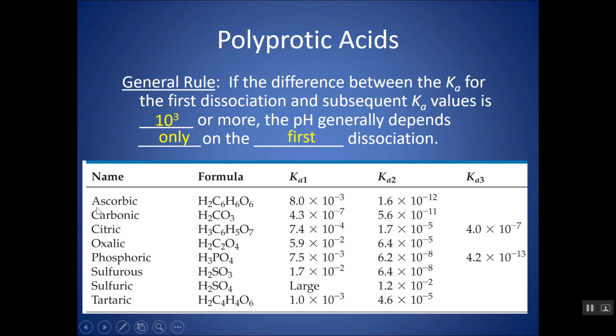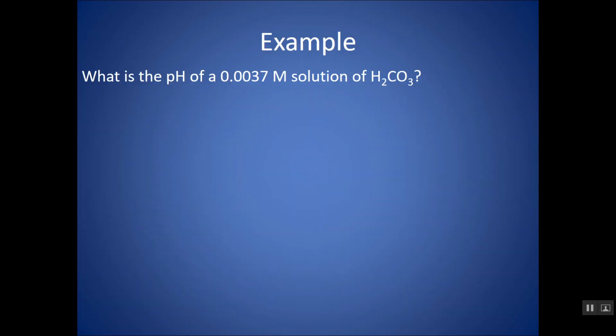So if I'm looking at this ascorbic acid, here's my Ka1, it's on a 10 to the third scale. My Ka2 is on a 10 to the negative 12th scale. Do these differ by 10 to the third or more? Yeah, they do. So for a problem involving ascorbic acid I can just treat it as a monoprotic acid and make the Ka 8 times 10 to the negative third, and it becomes just like any other weak acid problem. And that's what most of the polyprotic acid problems you're going to deal with are going to do.